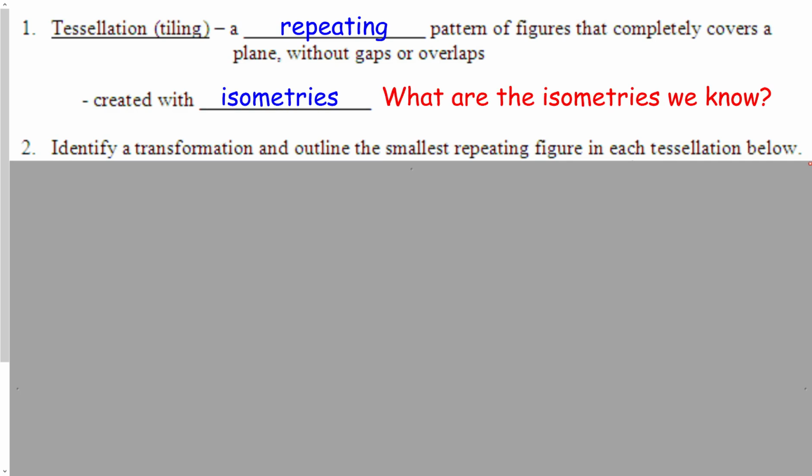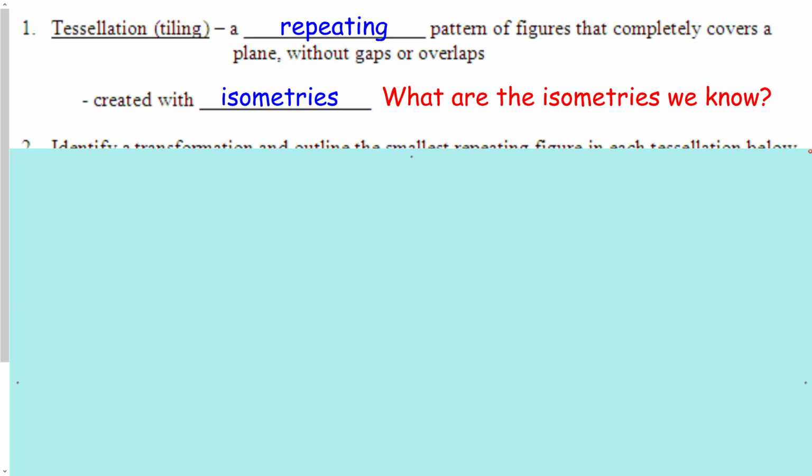The way that this fits in with what we were talking about is it is created with the isometries. So we need to think, what are the isometries that we know? So the isometries we know are translations, reflections, rotations, and glide reflections.